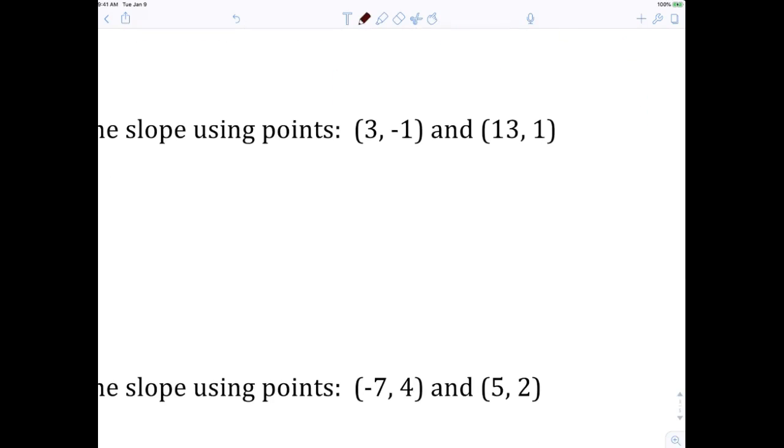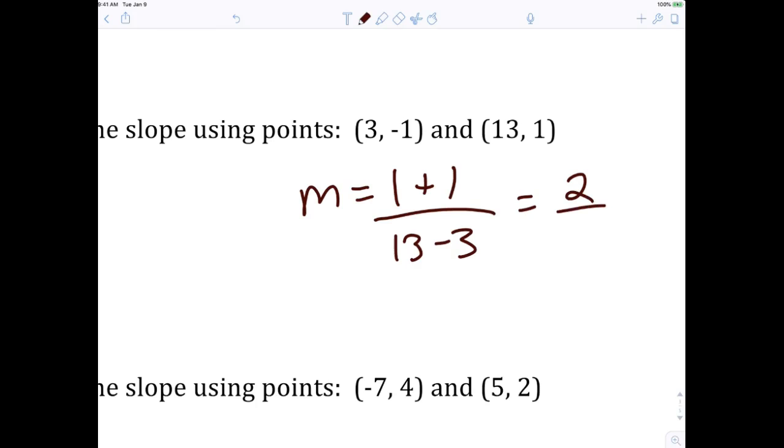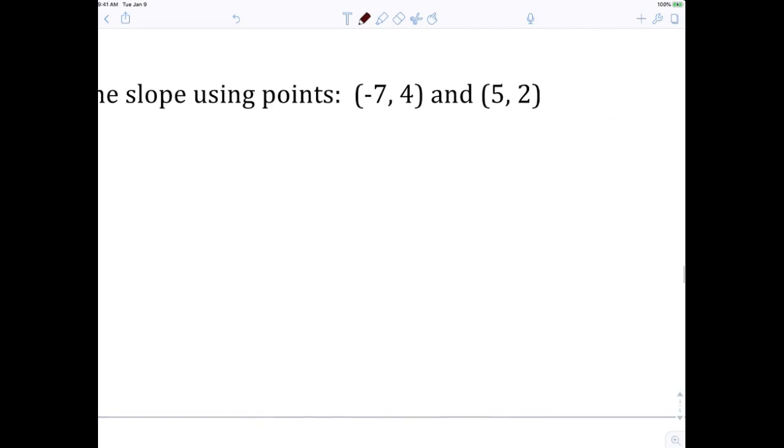Slope is equal to 1 plus 1 over 13 minus 3, equals 2 over 10, which is equivalent to 1/5. Good. All right, next.